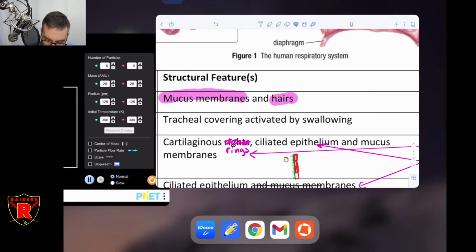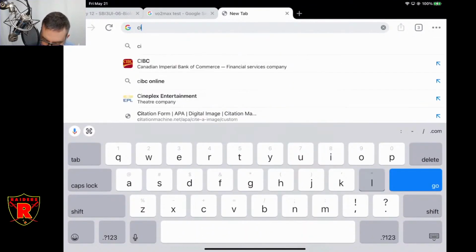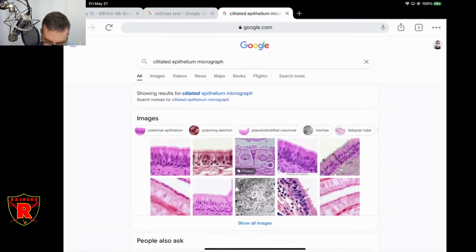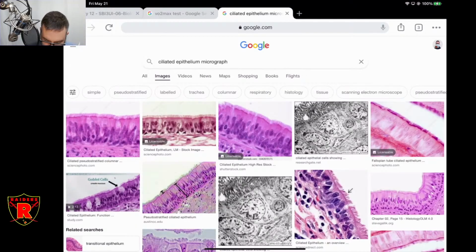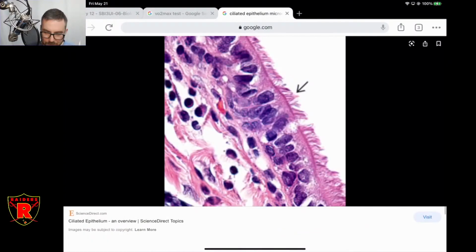Now, if you wanted to see a closer view of a ciliated epithelium, I'd love to show it to you under the electron microscope. Can I find a micrograph? Oh, look. Google has everything. Yeah, of course. So this is not an electron micrograph. This is just with a light microscope, but there you go. You can actually see the little hairs right on there. So those are the little cilia on the ciliated epithelium, and they are able to move particles up out of your respiratory system.